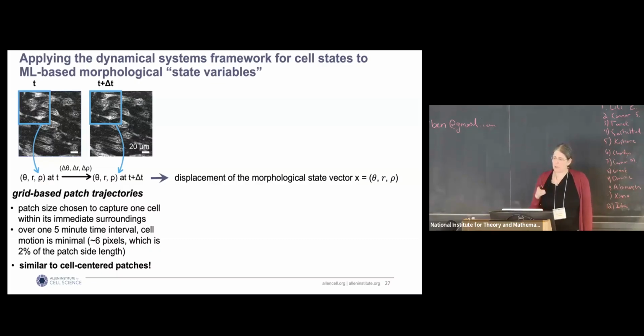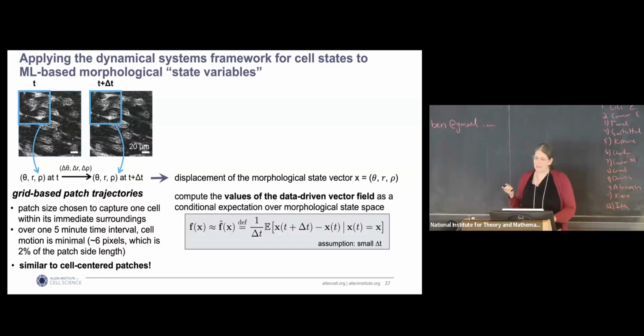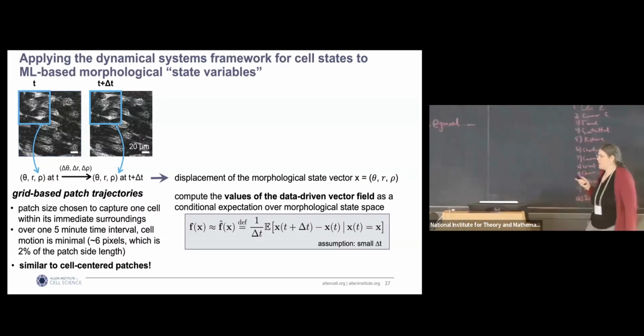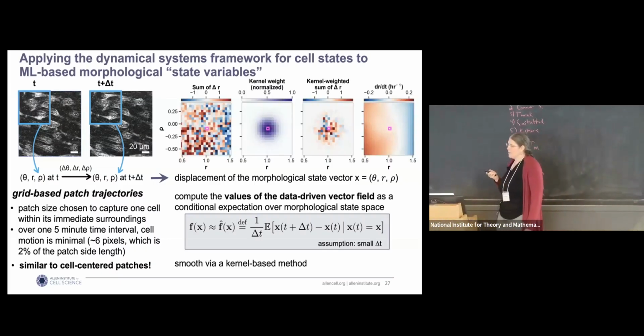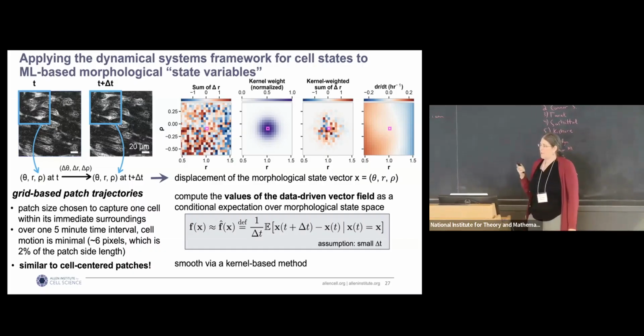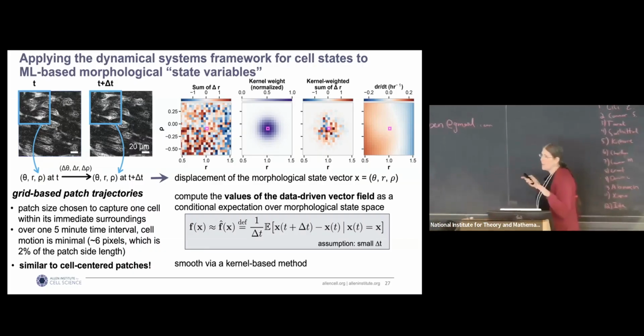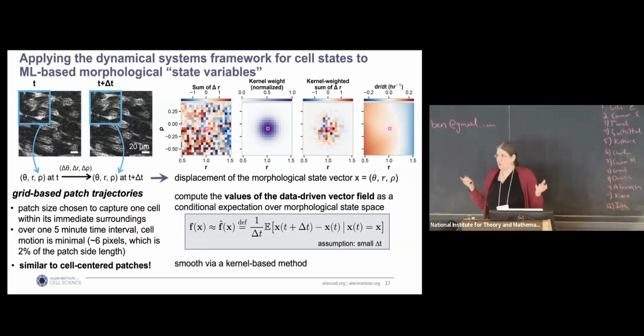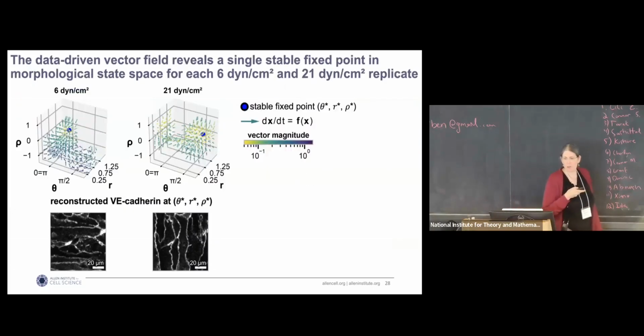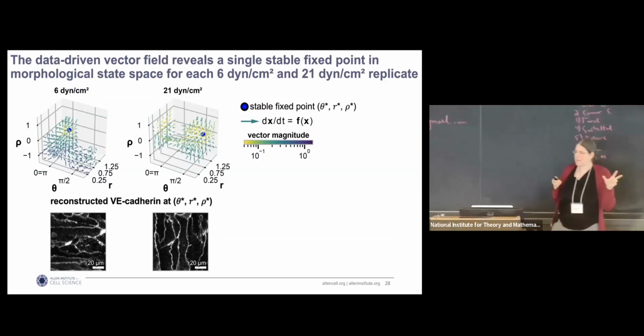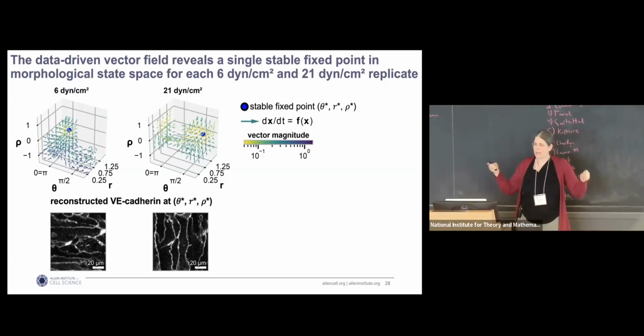We can then compute the displacements of the morphological state vector from one time point to the next. And then we can compute the values of the data-driven vector field as a conditional expectation over morphological state space, which we do in a way where we use a kernel-based method so we can smooth and get a reasonable computable space. If we look now in our 3-dimensional morphological space, we can look at 6-dyne and 21-dyne, and I can give you an example.